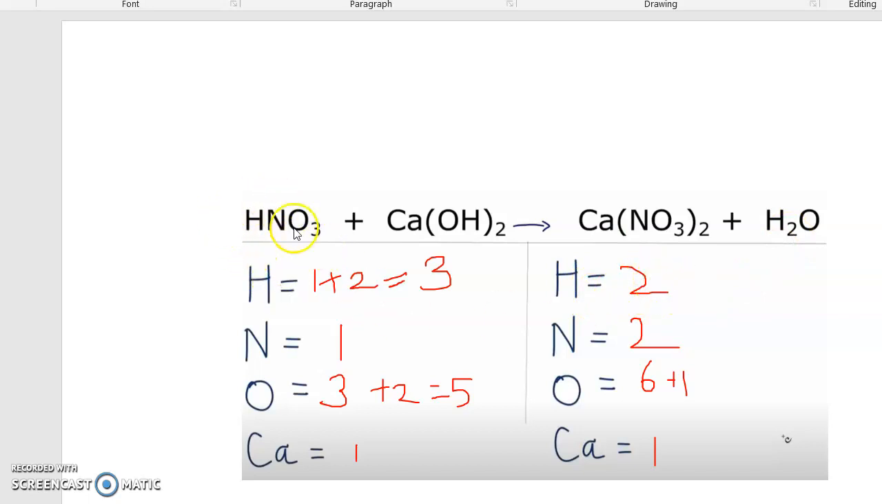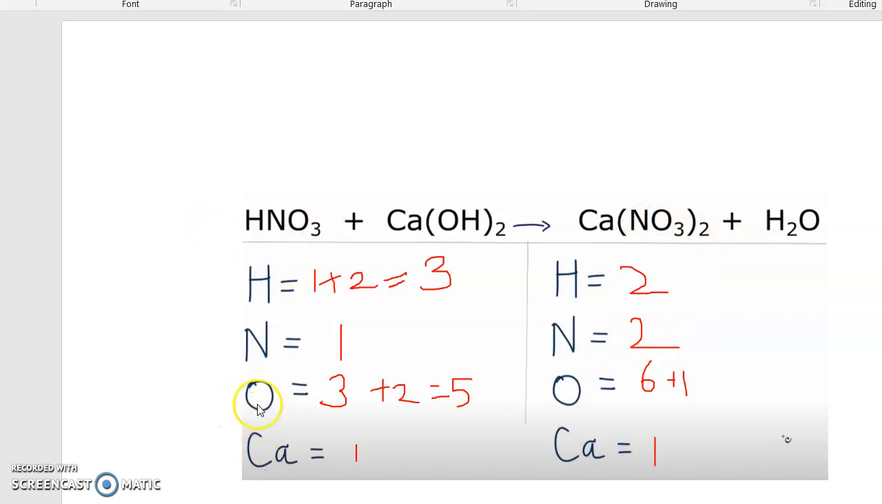Then let us come to the next atom, nitrogen. On the left hand side, 1 nitrogen atom. On the right hand side, NO3 twice, which means nitrogen is also present 2 times. So N is equal to 2.